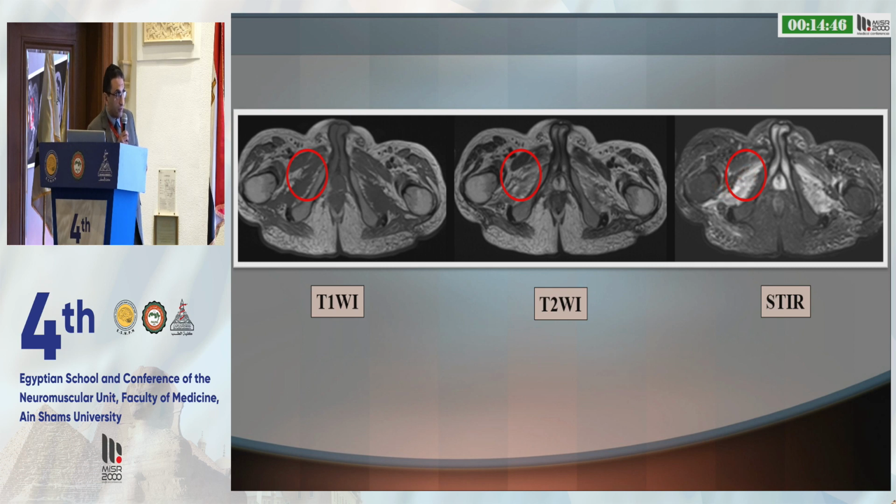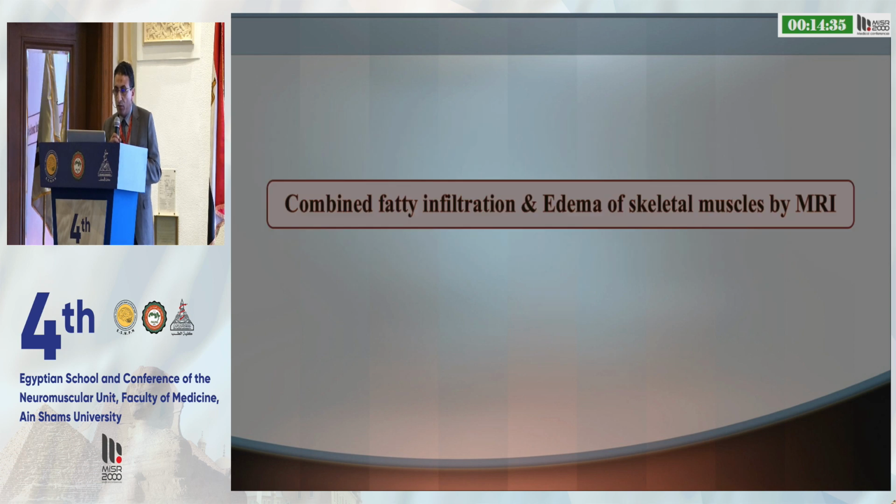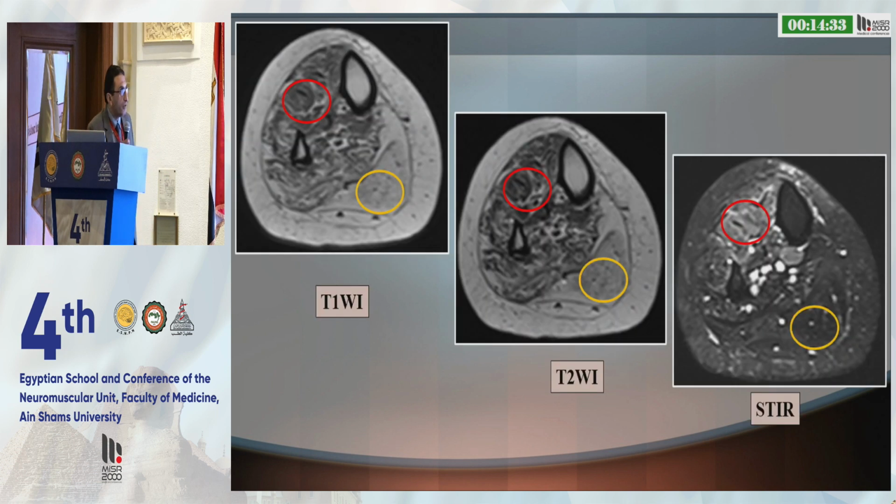This muscle is edematous. Usually the situation in muscle diseases is a combination of fatty infiltration and edema, not a single pathology. So how can we detect both of them in the same patient? Start with the fatty infiltration. This is the soleus muscle, with high signal by T1, high signal by T2, but by STIR or fat suppressed sequence it turns into low signal.